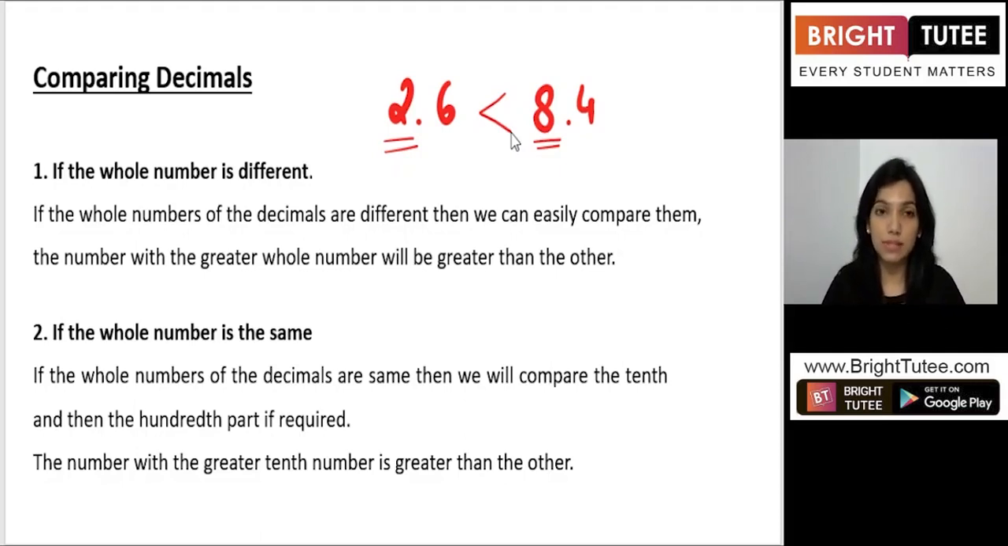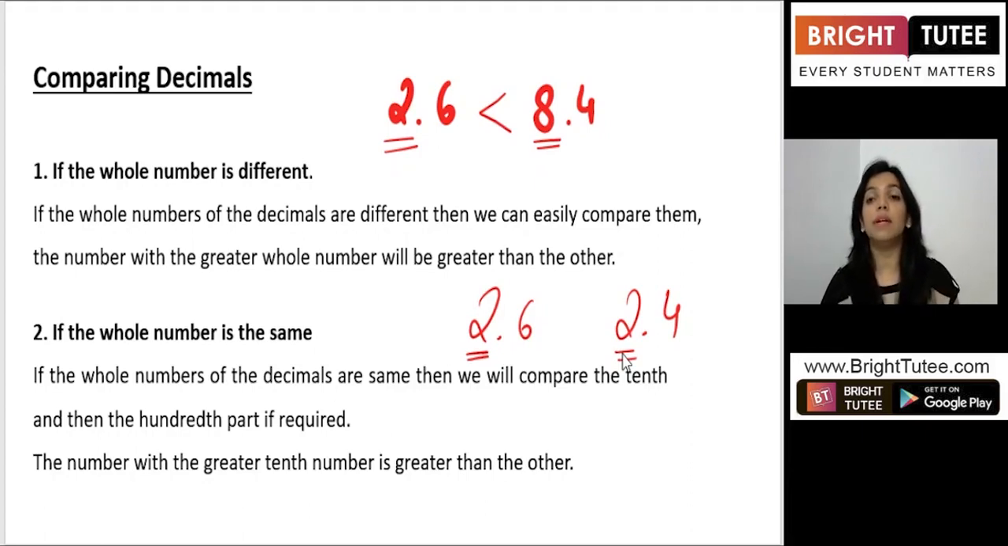The second statement says that if the whole number is the same, so instead of 2.6 and 8.4, we have 2.6 and 2.4. Okay. Now the whole numbers are not different, they are the same. It says if the whole numbers of the decimals are the same, then we will compare the tenths and then the hundredths part if required. The number with the greater tenths part is the greater one.